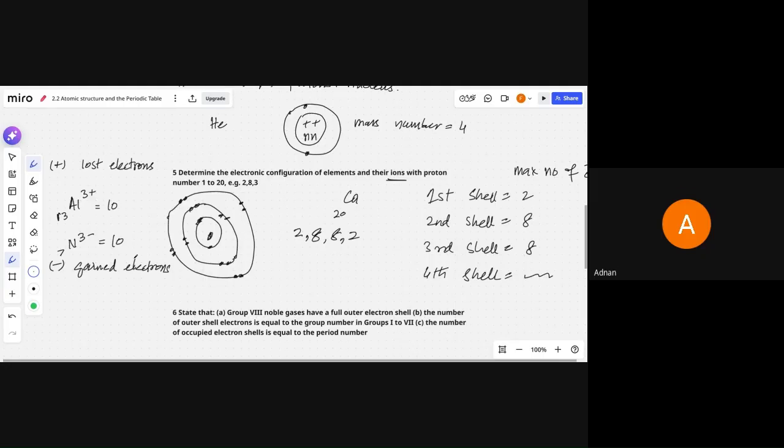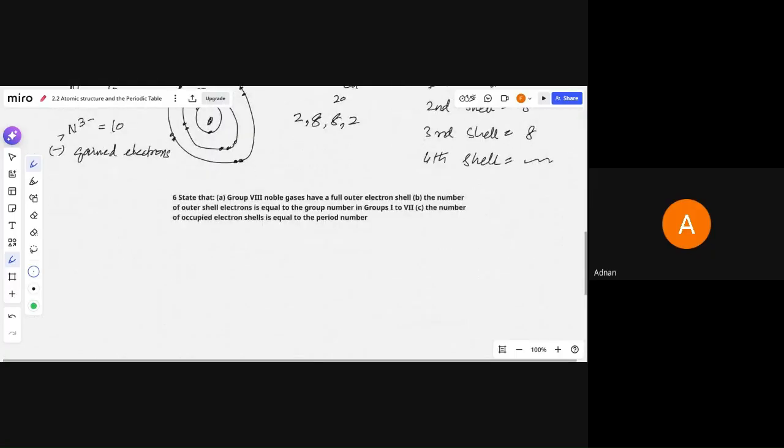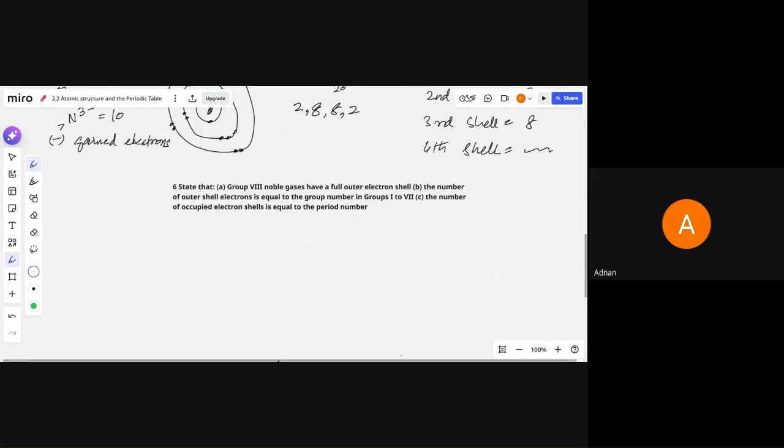Now we move on to the last topic of this subtopic, which is 2.2.6. It states that group 8 noble gases have a full outer electron shell. In order to explain this, I will have to paste a periodic table here. So just give me a second.